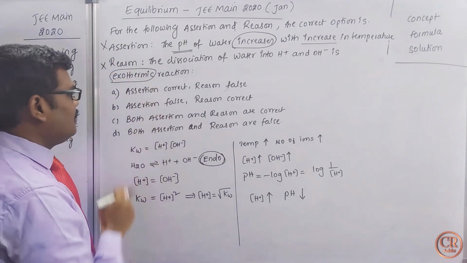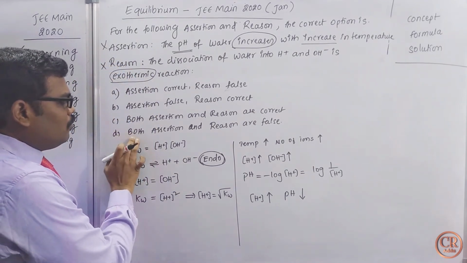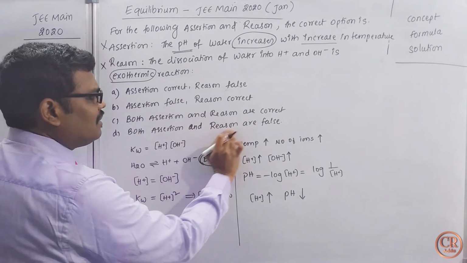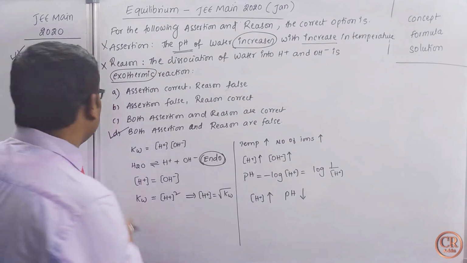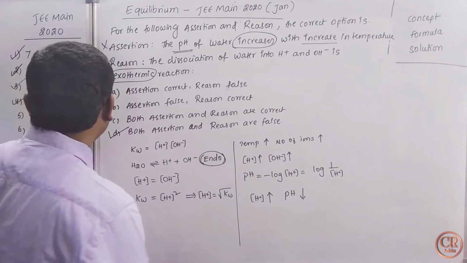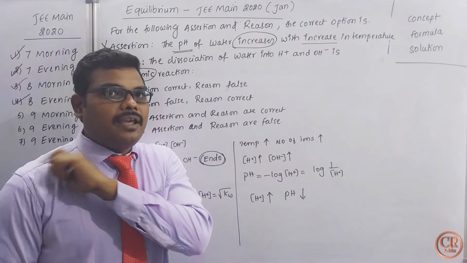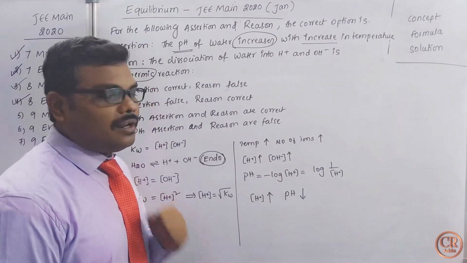Then what is the correct answer here? See, the correct answer is both assertion and reason are false. So now the correct answer is D. This question was asked on 8th evening. Then we move to the next question.